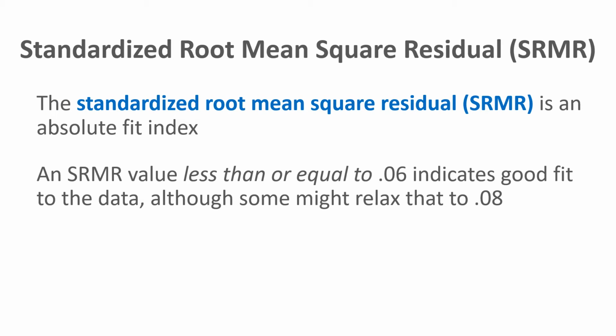So lastly, let's talk about the model fit index that's called standardized root mean square residual, or SRMR. So this is another example of an absolute fit index, just like the RMSEA we just looked at. Now, an SRMR value that is less than or equal to 0.06 indicates good fit to the data, although some might relax that to 0.08.